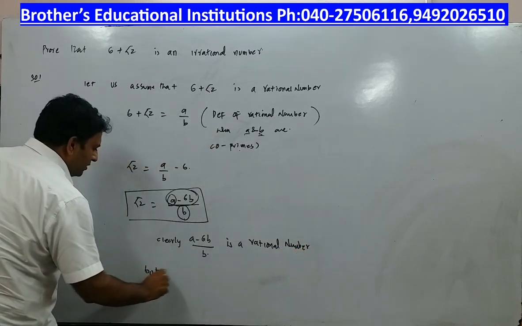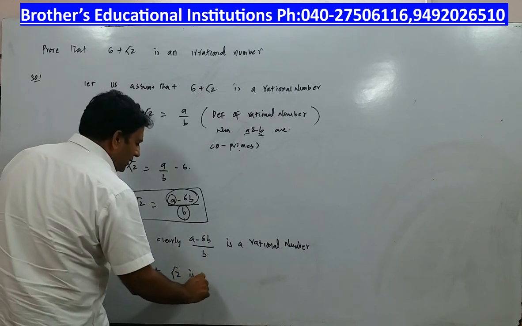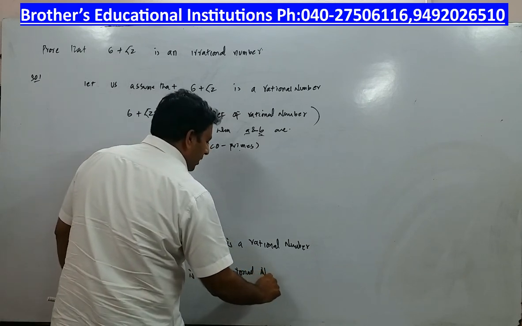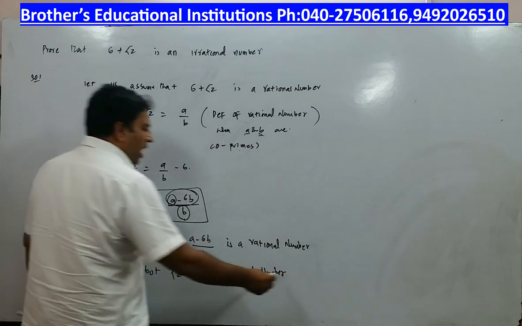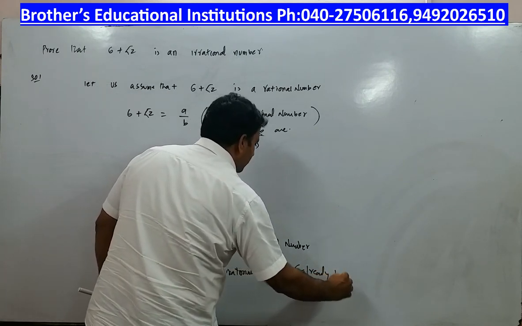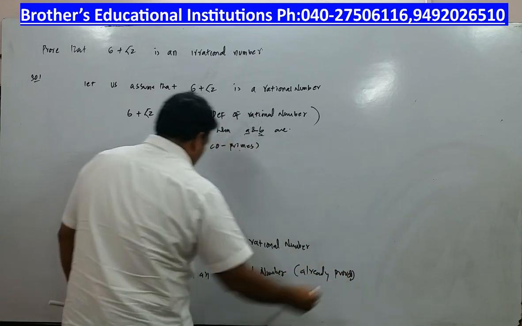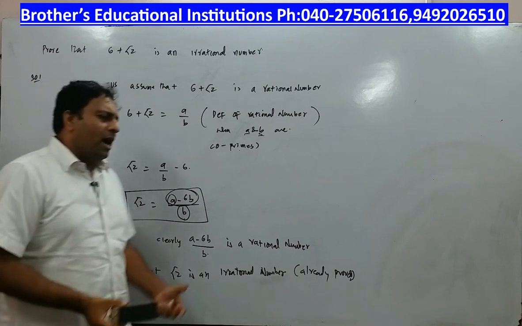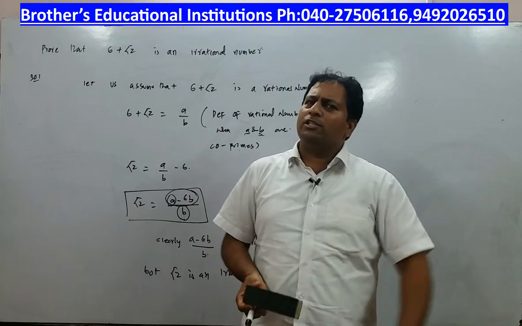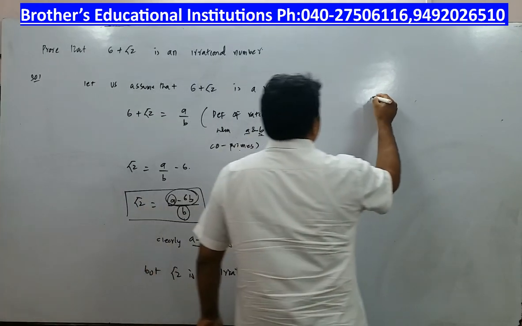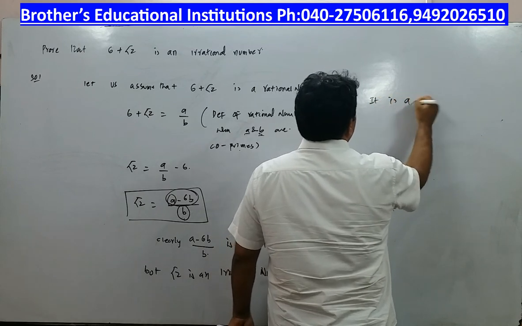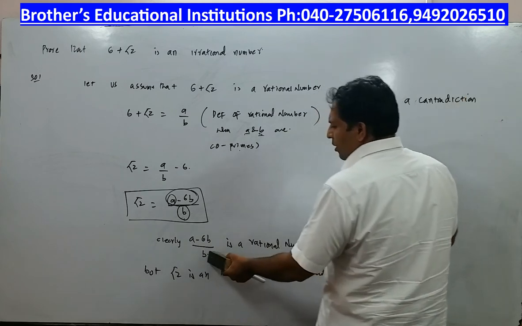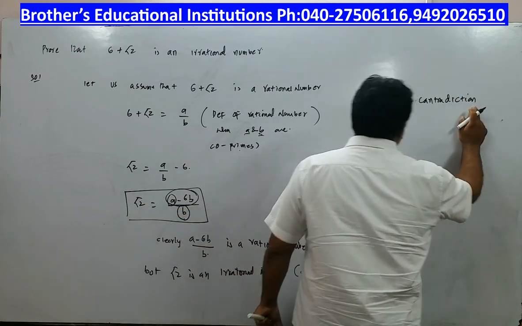But what is root 2? Root 2 is an irrational number. Yes or no? Why? Already proved. You can write already proved. You need not prove it here. So, left hand side you have an irrational number, right hand side you have a rational number. How can an irrational number be equal to a rational number? So, this is a contradiction. I will mention it is a contradiction. Why? A rational number cannot be equal to an irrational number.